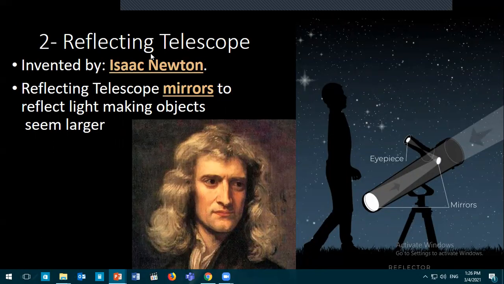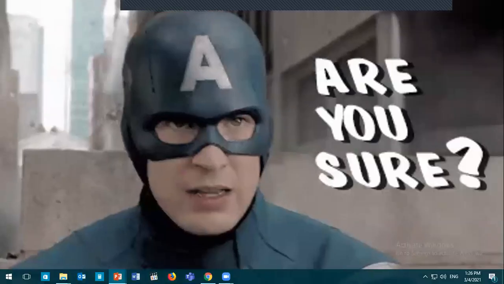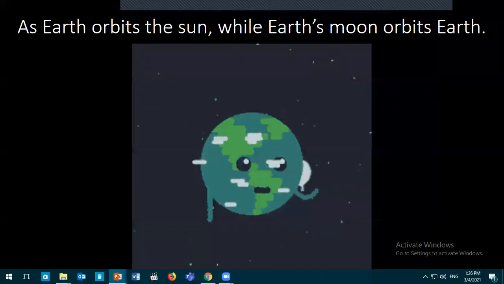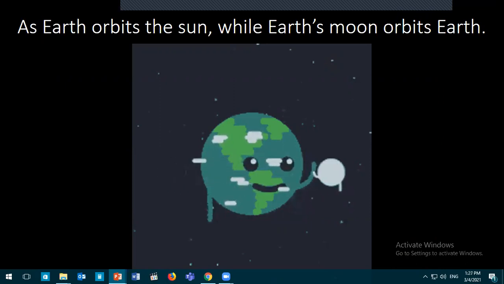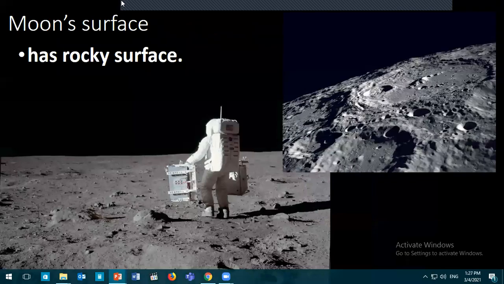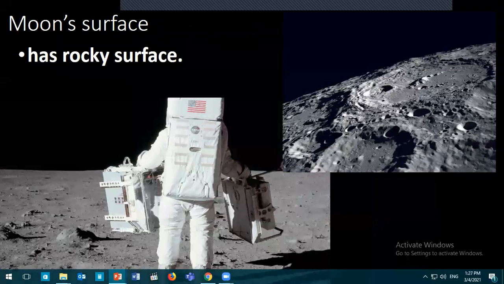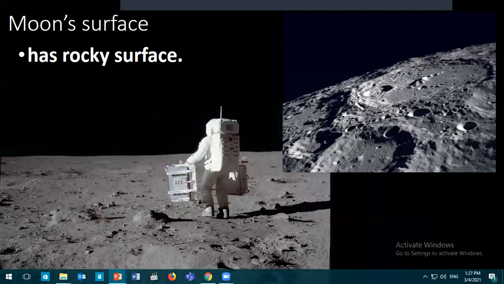Now let's move to where we're supposed to start our session today. We're talking about Earth's moon. As the Earth orbits the sun, the moon orbits the Earth, obviously, right? So the moon orbits the Earth and the Earth orbits the sun. They're so connected. First, we're talking about the moon's surface, and it is rocky.